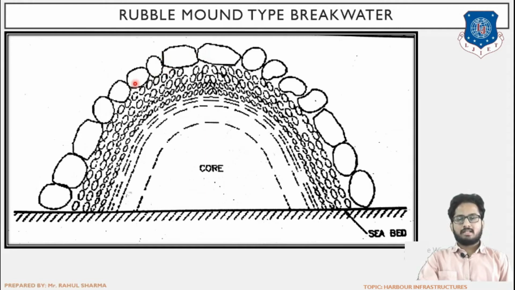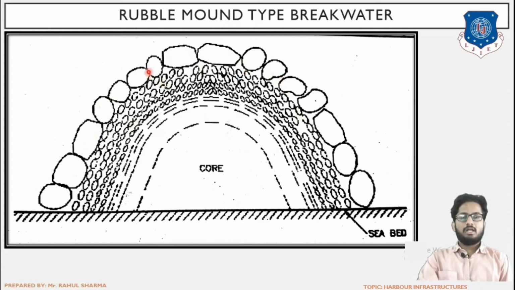But as we can see here, there are voids. So what will happen is that the waves will pass through these voids. They will dash with these rubbles, or they will impart force on these rubbles, and ultimately the energy will be released, and so the dissipation or mitigation of wave energy will take place, and this is how the functioning of this breakwater will be done.